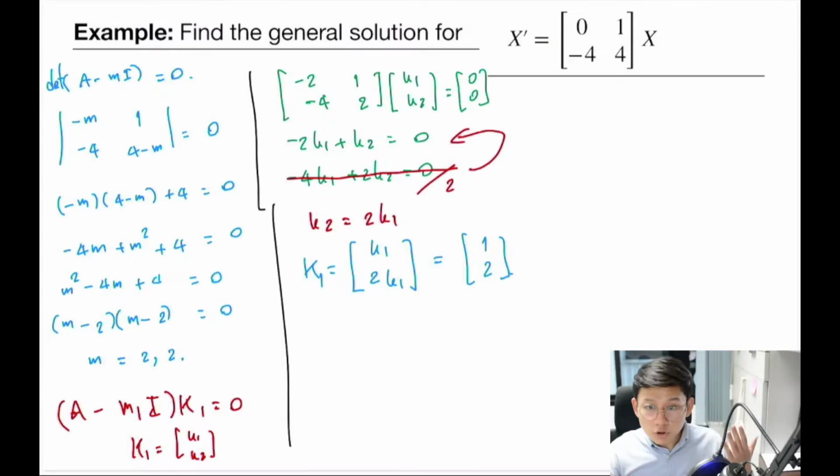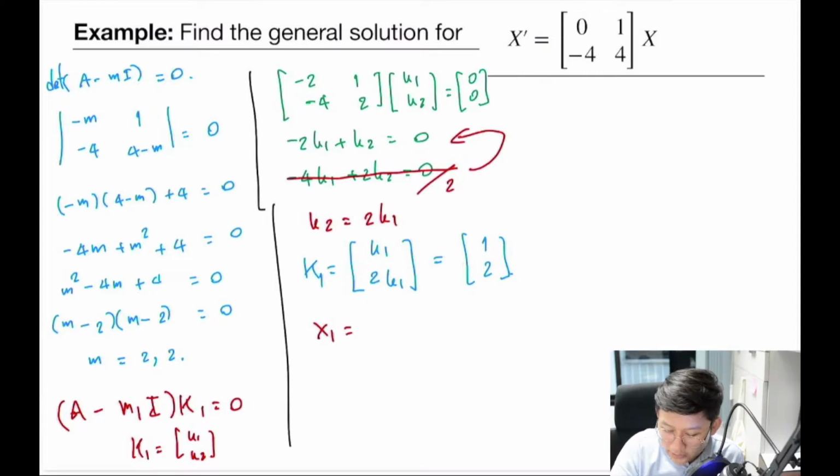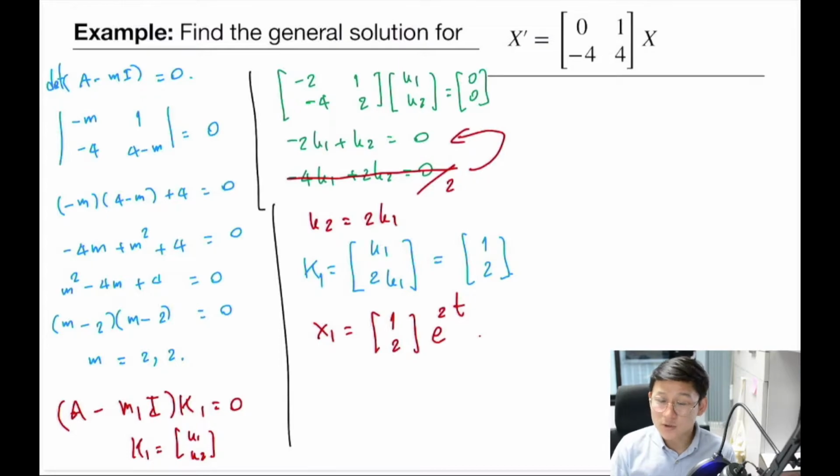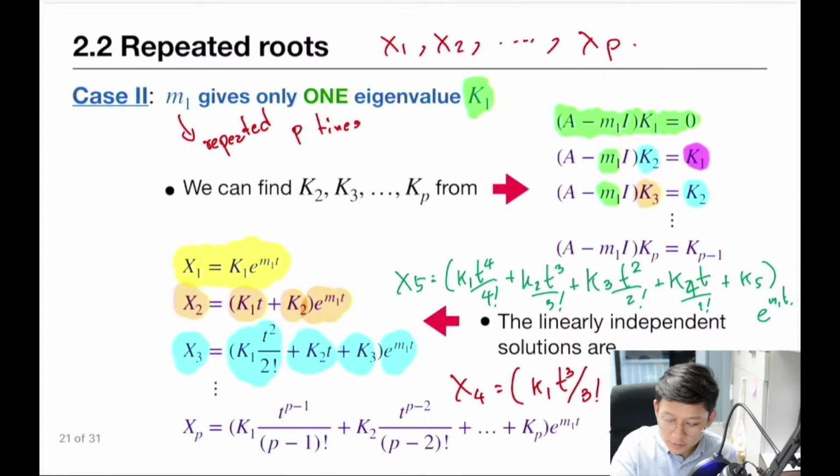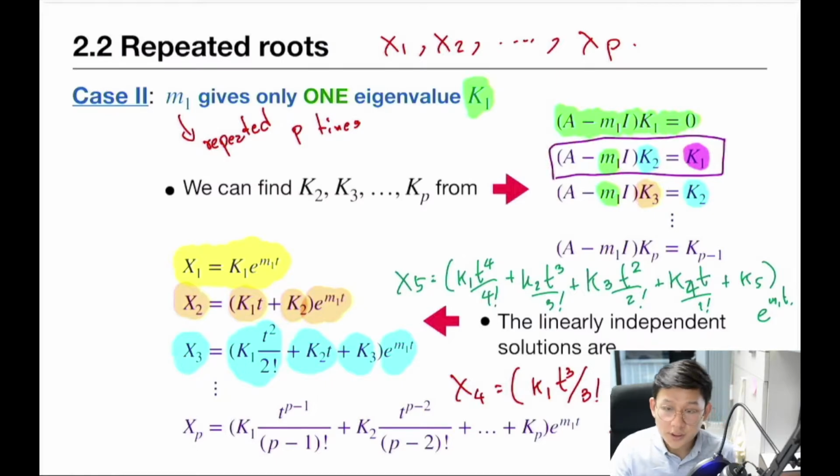But m is repeated twice, so you need to have two solutions, x1 and x2. Right now we have only x1, and x1 is (1, 2) e to the 2t, that is (1, 2) e to the m1 t. Don't forget, right now our m is 2, and then we need to find x2. But before we find x2, we need to find k2. And to find k2, we need to use this equation.